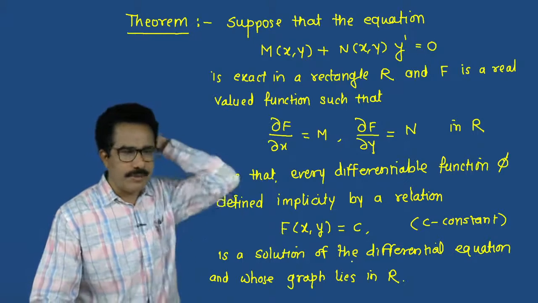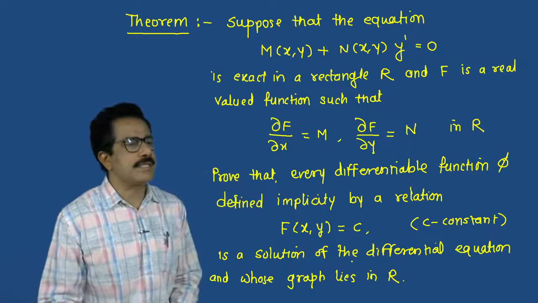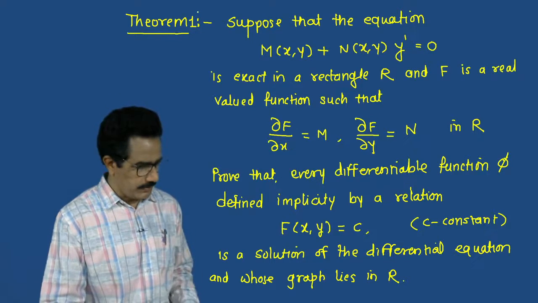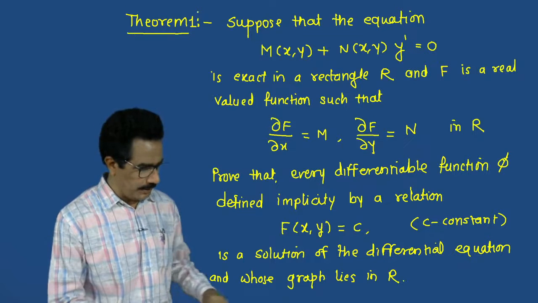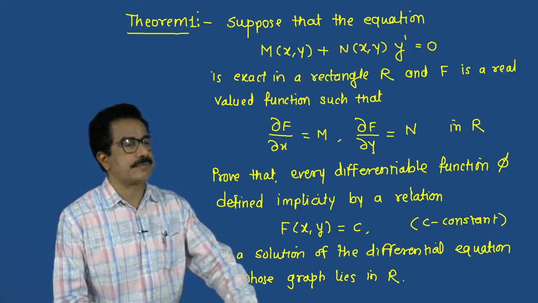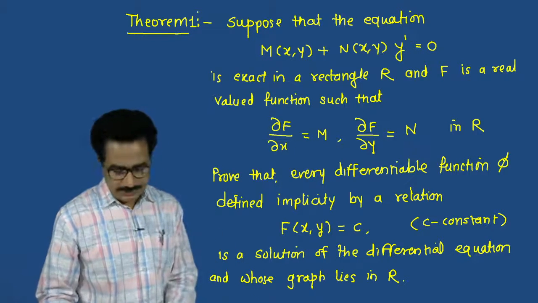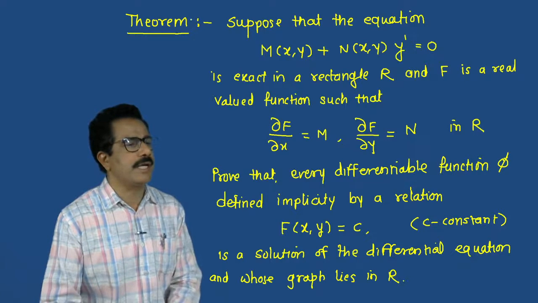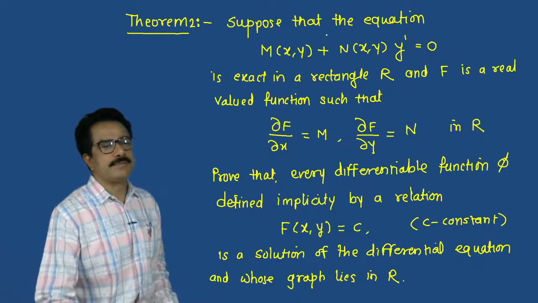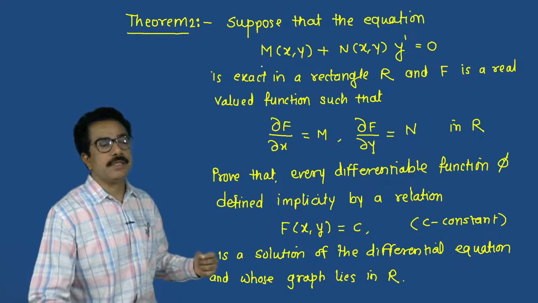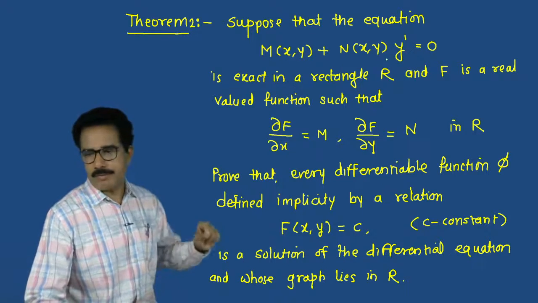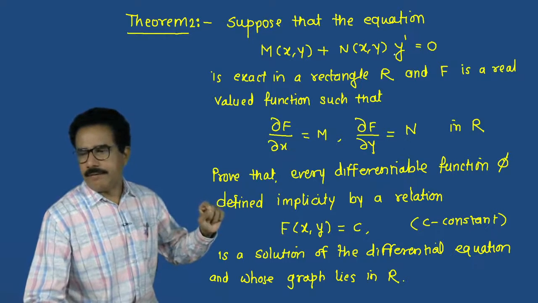Now we shall discuss the theorem. Actually here we have to discuss one important theorem, and in this chapter this is theorem number second, so we can write theorem number second, there is no problem. Now suppose that the equation, this is the statement of the theorem, M of x comma y plus N of x comma y into y dash equals 0.